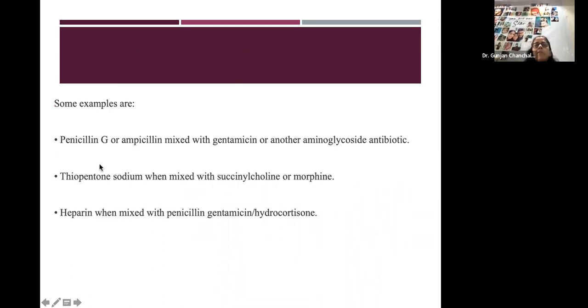Some examples I've given are penicillin G or ampicillin when mixed with gentamicin, thiopentone mixed with succinylcholine or morphine, and heparin mixed with penicillin or with hydrocortisone. So these are common drug interactions that we see.